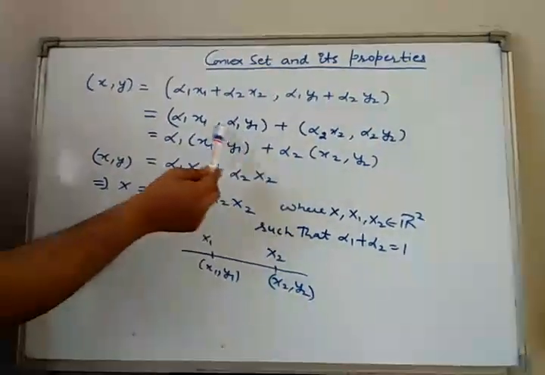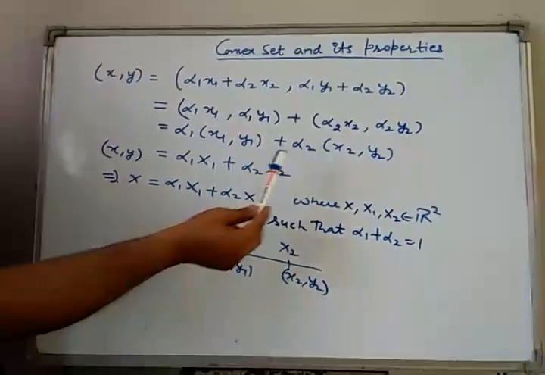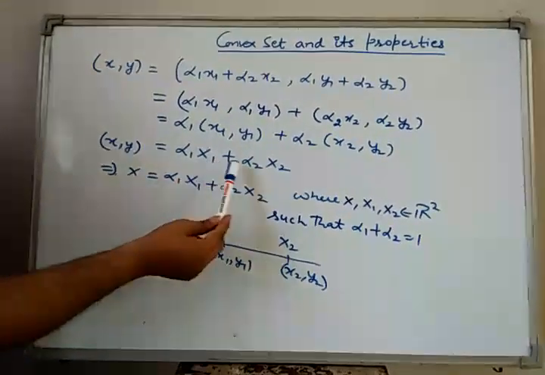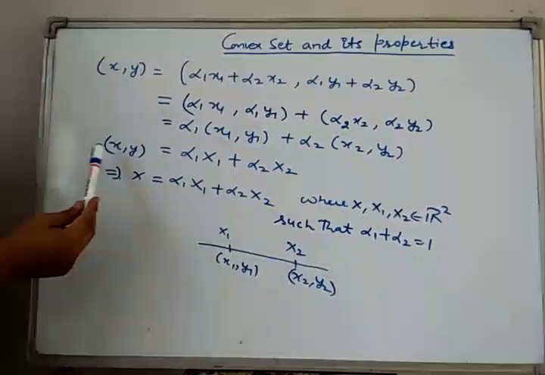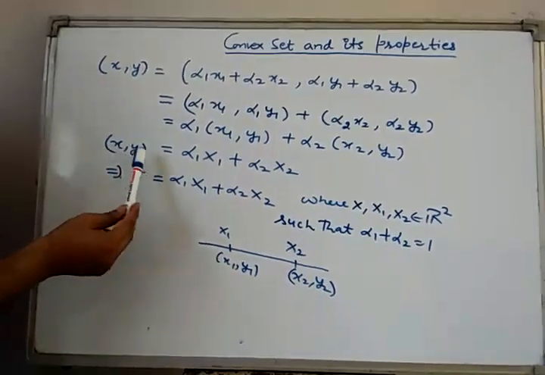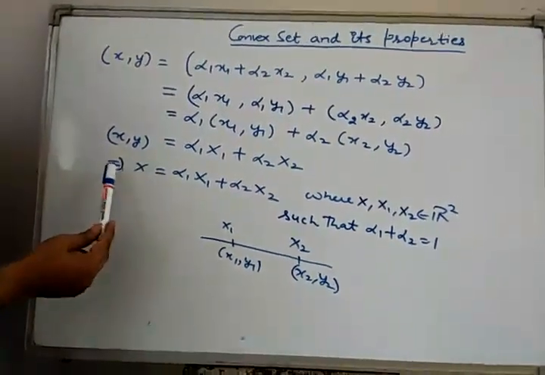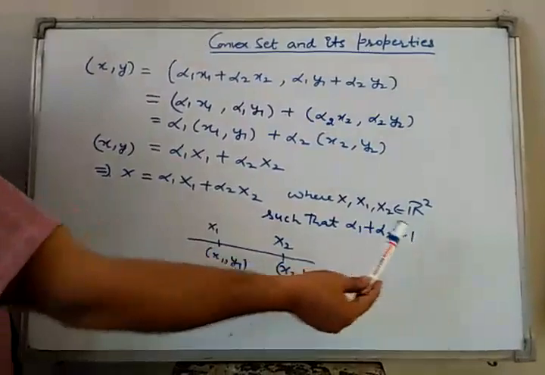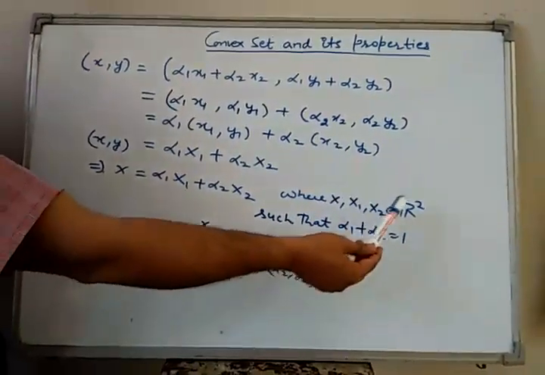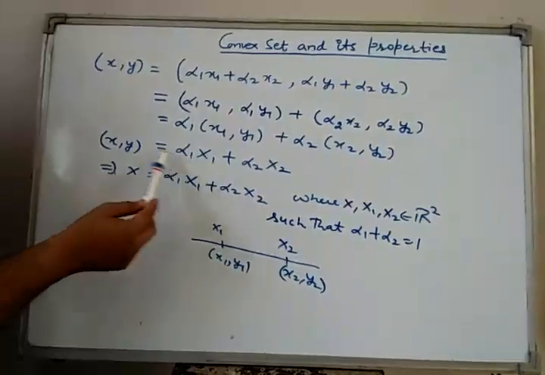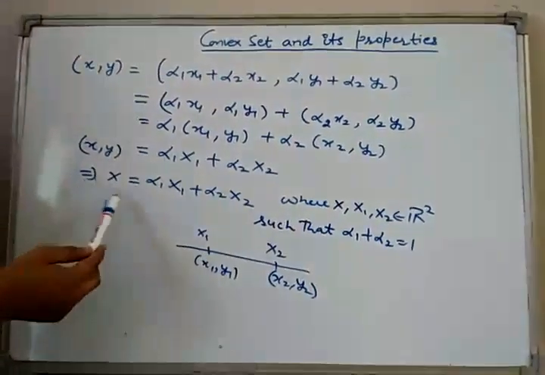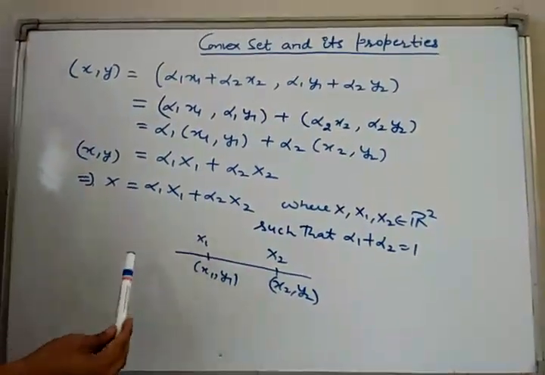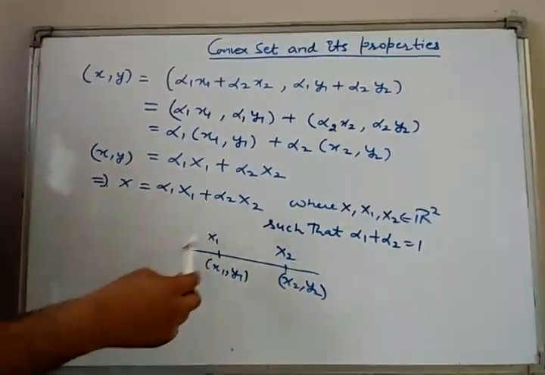We represent the point (x1, y1) as capital X1 and (x2, y2) as capital X2. Therefore this becomes alpha 1 X1 plus alpha 2 X2. Now we represent (x, y) by capital X, therefore we get capital X equals alpha 1 X1 plus alpha 2 X2 such that alpha 1 plus alpha 2 equals 1, where X, X1 and X2 are in R square. Therefore, this is the modified equation of the line joining the points X1 and X2 in R square. Now we generalize this equation to n dimensions.